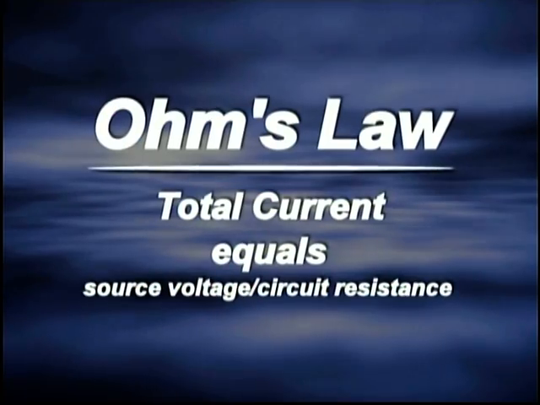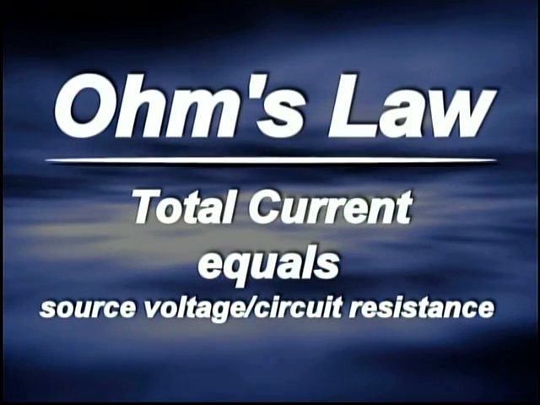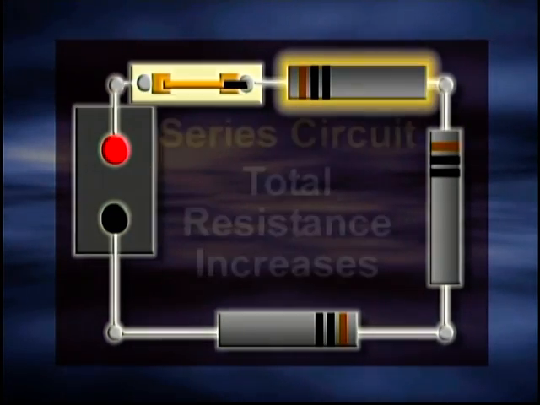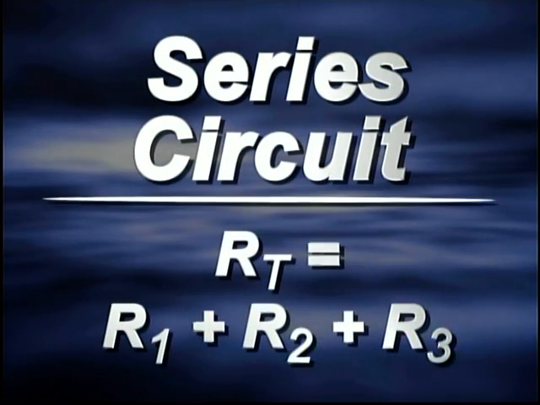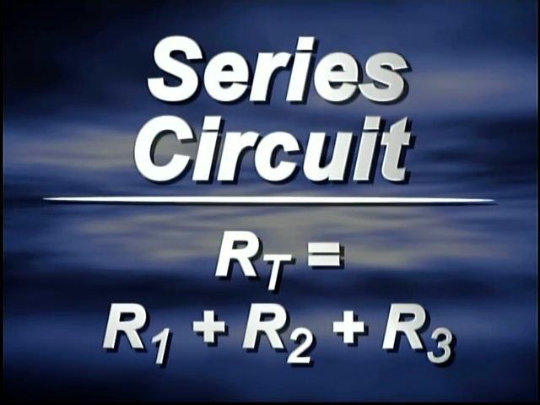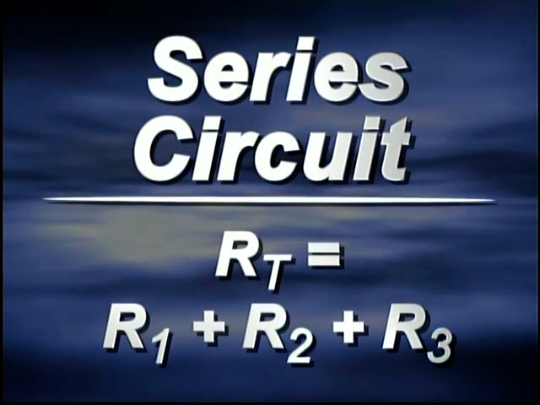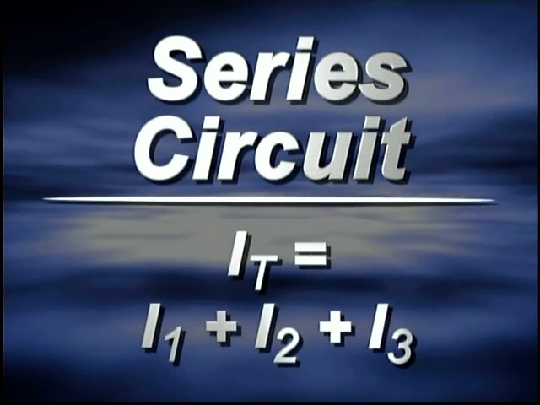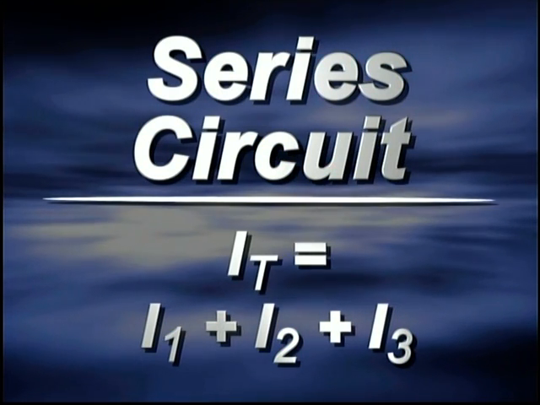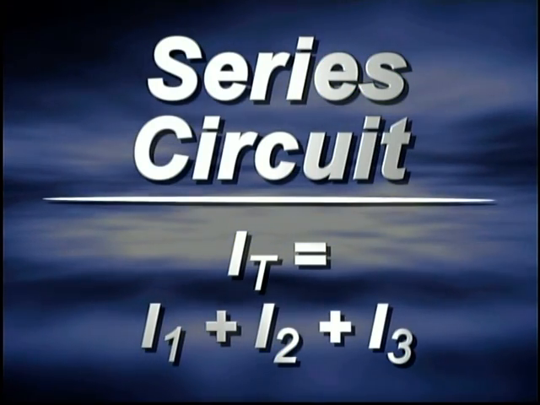According to Ohm's law, the total current in a circuit is equal to the source voltage divided by the circuit resistance. As resistance is added in series, the total resistance increases. This causes the total current to decrease. Now, 2 conclusions can be made. 1. In a series circuit, the total resistance is equal to the sum of the individual resistances. In other words, RT equals R1 plus R2 plus R3, etc. 2. In a series circuit, the same current flows through the entire circuit. IT equals I1 equals I2 equals I3, and so on.